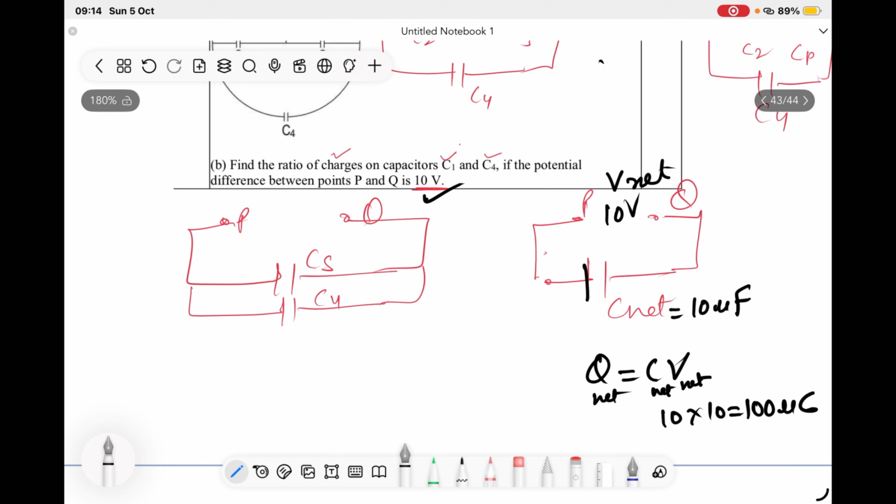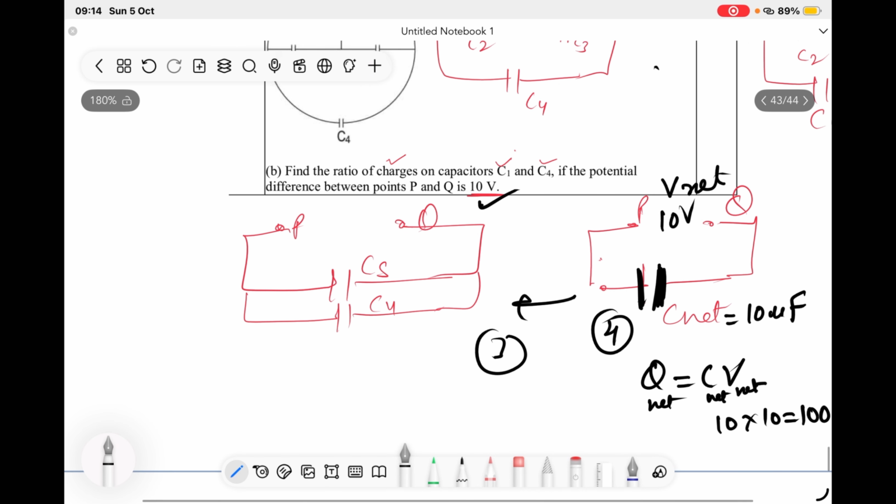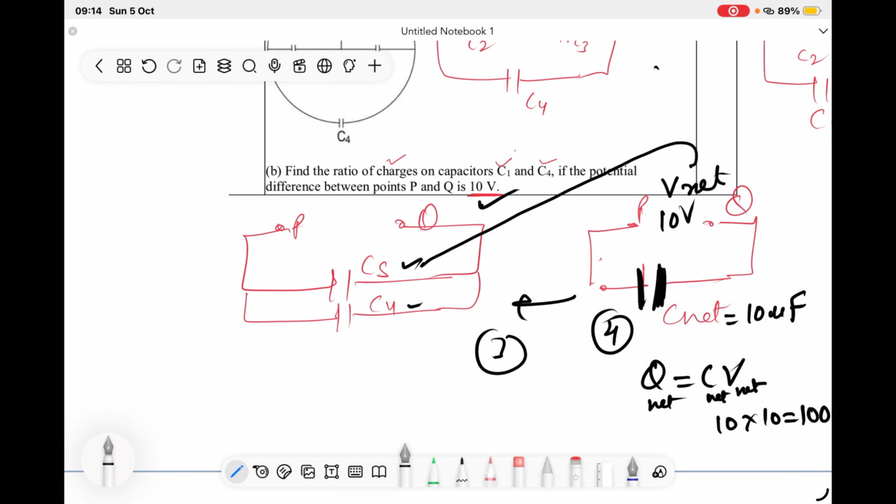Now see, this is the fourth diagram. Now go to the third diagram. What is this? If you remember, this is C net. C net is the answer of whom? Answer of CS and C4. How are they connected? In parallel. So what will be same? Voltage. So you can pick up the previous voltage and apply on both. So V net and V net.